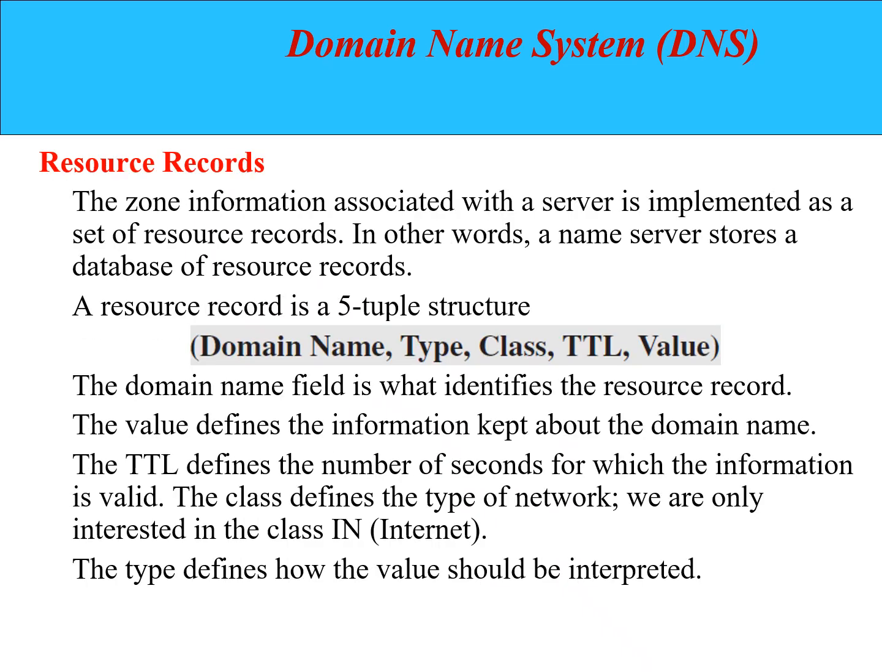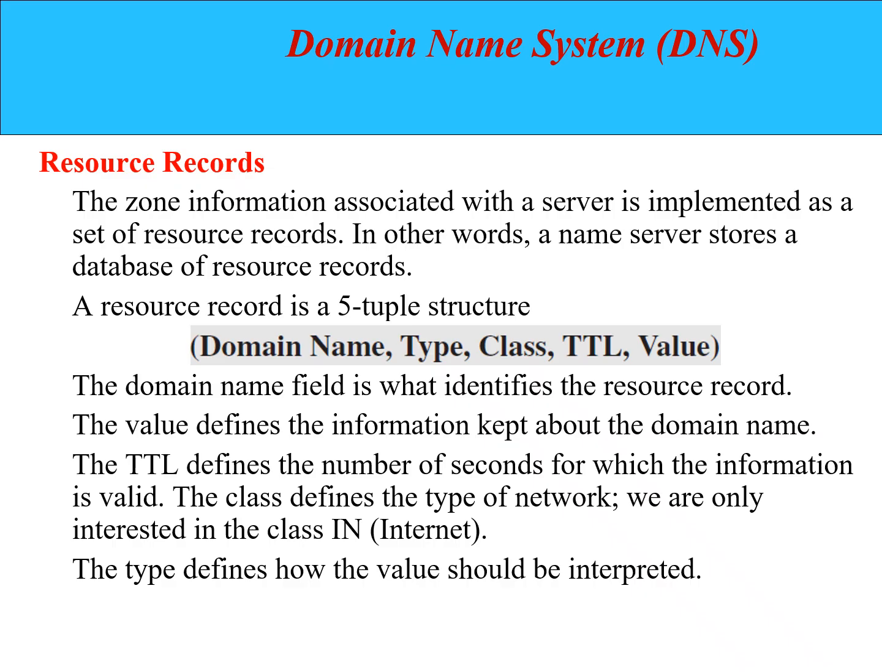So the next important topic that we are going to see is called your resource records. The zone information associated with the server is implemented as a set of resource records. In other words, a name server stores a database of the resource records. A resource record is basically a 5-tuple structure. Basically, it is a domain name, then we have type, class, TTL and value. The domain name field is what identifies the resource record.